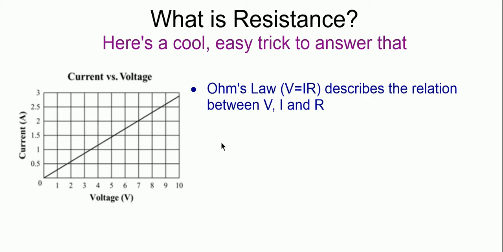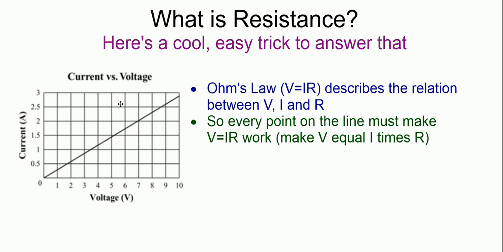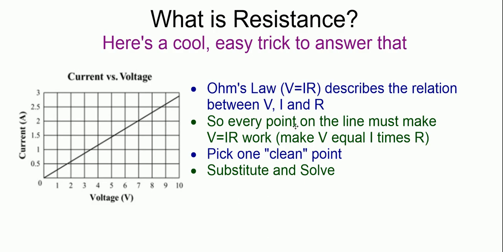Well, here's the trick. You ready? It's easy. First, Ohm's law, V equals IR, describes the relation between V, I and R. That's what the formula does. That means every point on this line must make V equals IR work. Basically, for every point on this line, V equals I times R. So what you do is you look for a clean point. I'll show you exactly what that means in a second. Look for a clean point, substitute, and solve into V equals IR using that point.